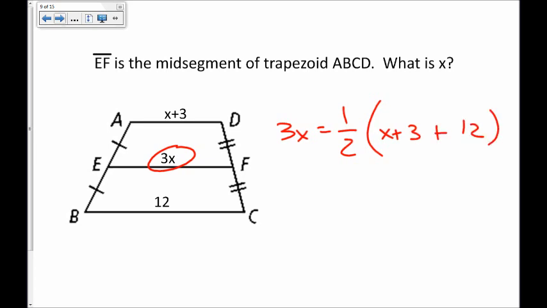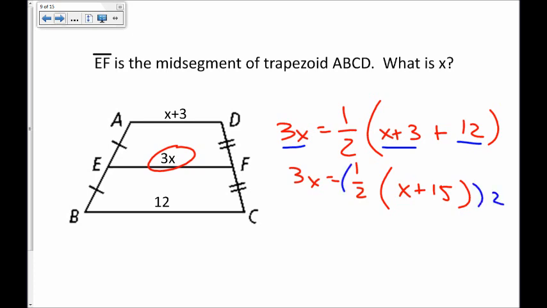Okay, again, the midsegment is half of the sum of the bases. Hopefully you can see where all these pieces are coming from. 3x is equal to 1/2 of x plus 15. And I will multiply both sides by 2 to get rid of this 1/2.